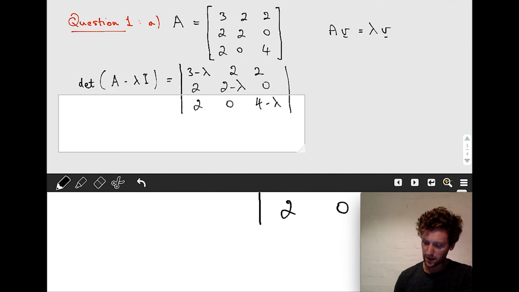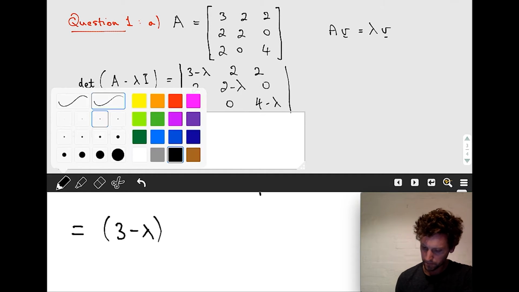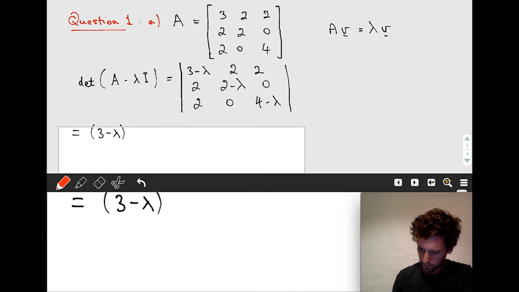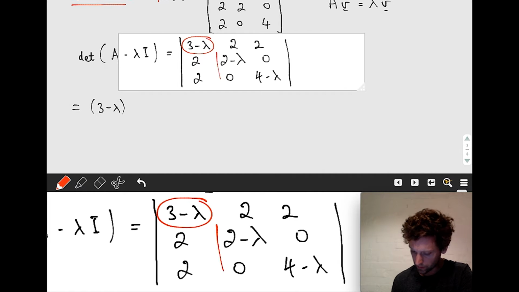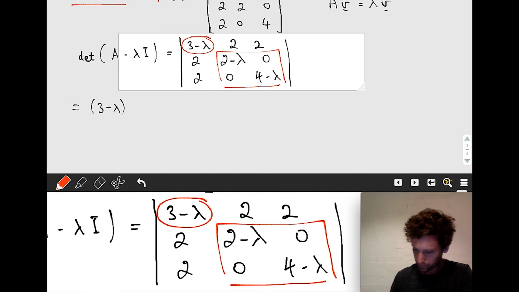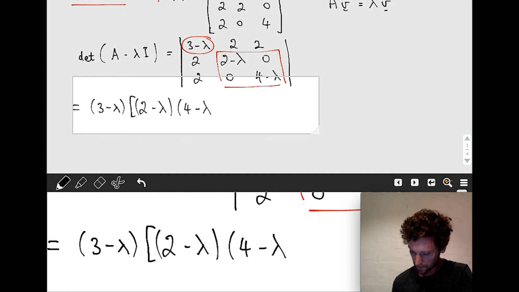So let's jump into the calculation of the determinant, but again, we're going to be going kind of slowly here because I want to try and catch any factors that arise. So the first term will be 3 minus lambda times the determinant of this 2 by 2 matrix. So that will be 2 minus lambda times 4 minus lambda minus 0.